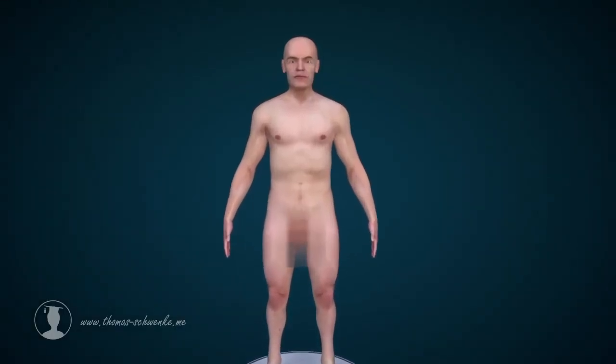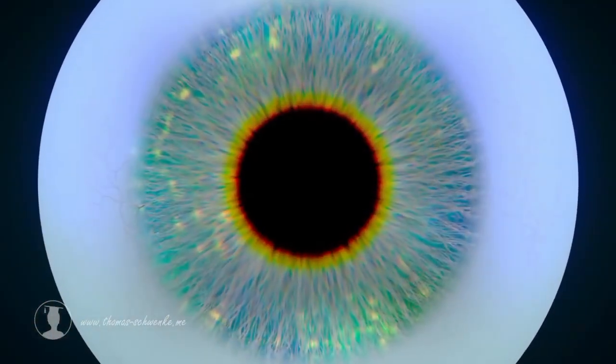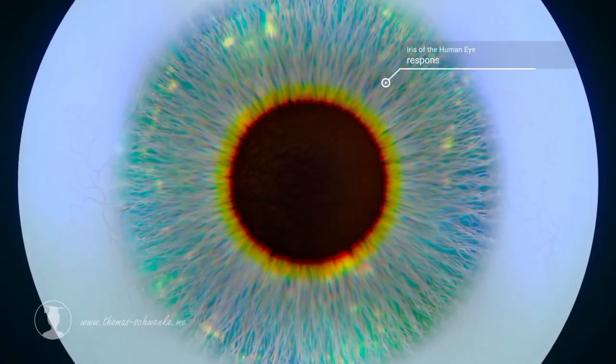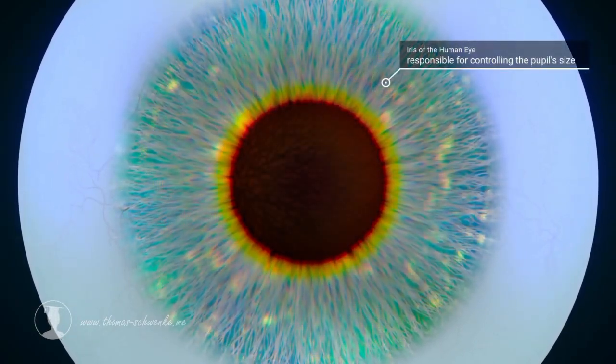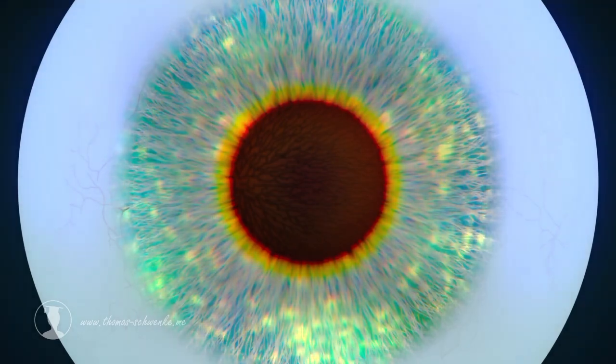At the end, let's look at just some of the numerous effects on the human organism. Our eyes have the ability to control the amount of light reaching the retina. If too much light falls on the retina, the iris constricts the pupil. This allows only as much light to reach the retina as it can process.